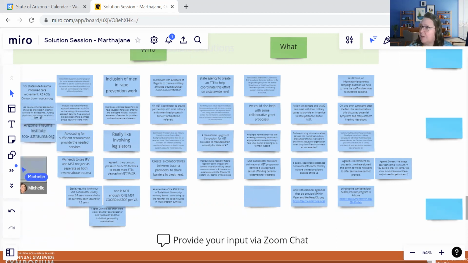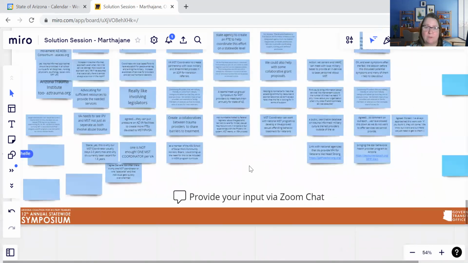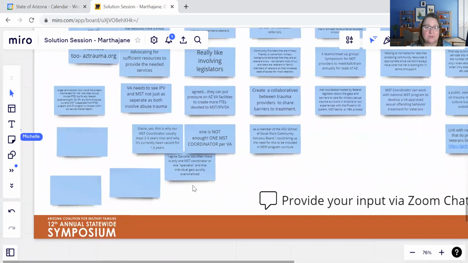Longer term solution, Danielle would like to see a trauma team for VAs that does not just include PTSD, but for any veteran experiencing DV, SA, IPV, or any form of trauma. Currently, MST is separated from PTSD program. Well, that's interesting. And IPV program is not even within our service of mental health. Wow. Yeah, that kind of coordination, even within the VA, right, is so important to point out that need. When you get right down to it, trauma is trauma.